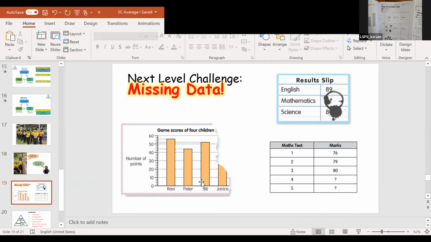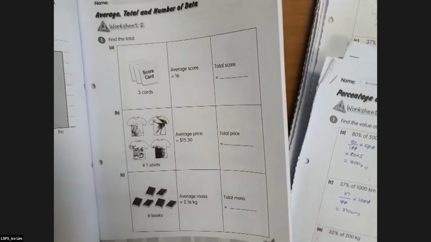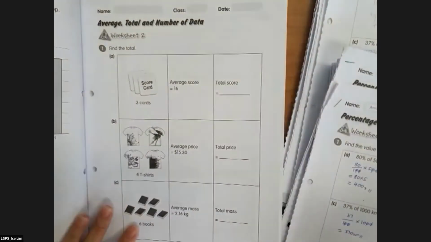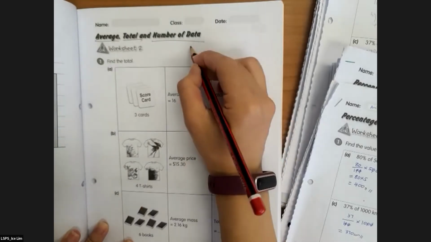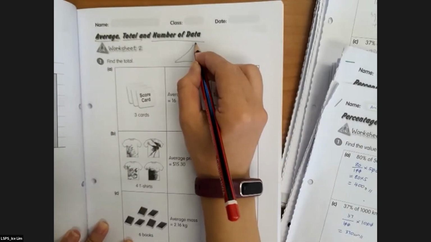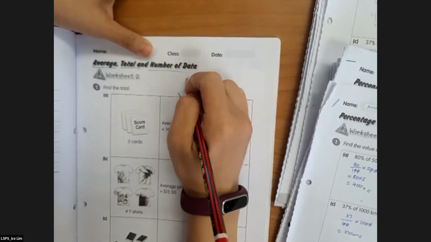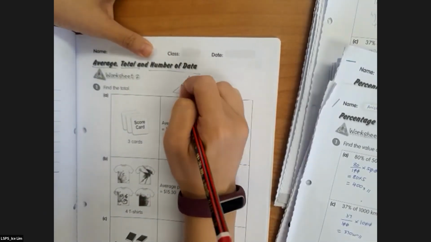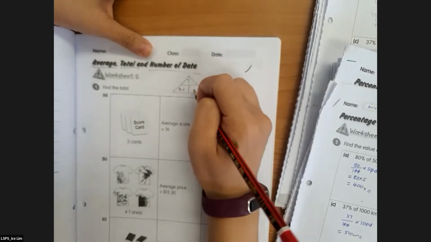So now, this is the next level. Looking at page 119, okay? On this page, it gives you the 3 relationships: average, total, number of data. So the triangle, I'm going to draw it here again. Triangle with the total on top, the average here, and the number of data.